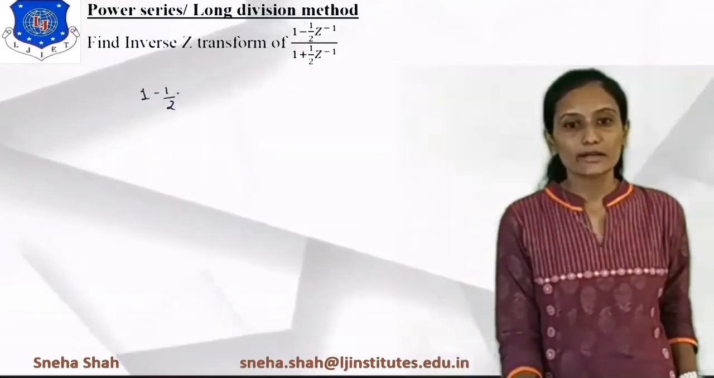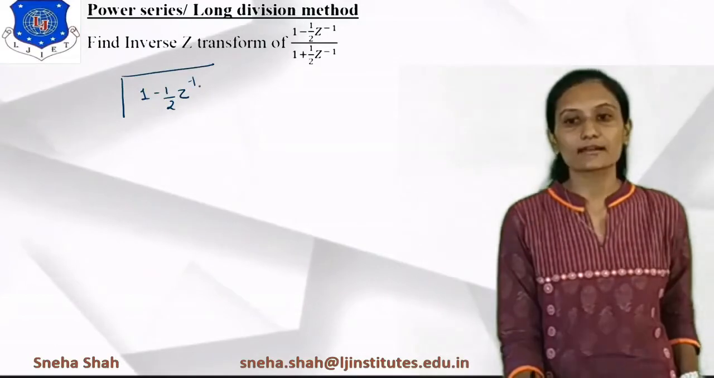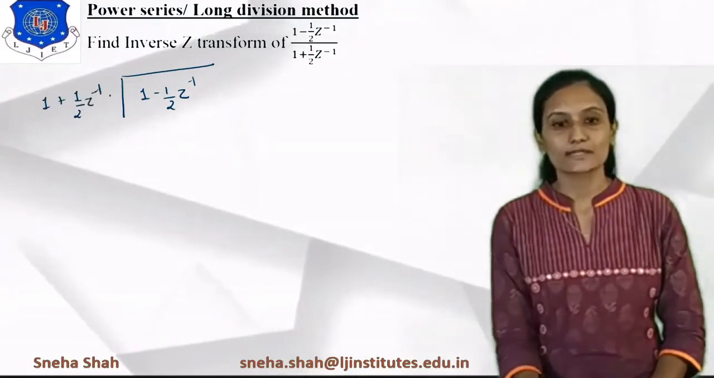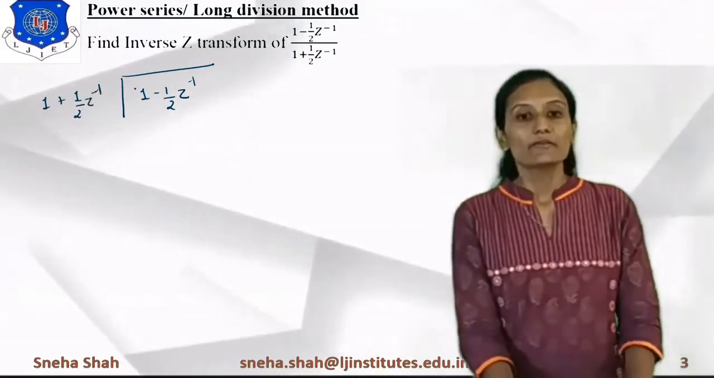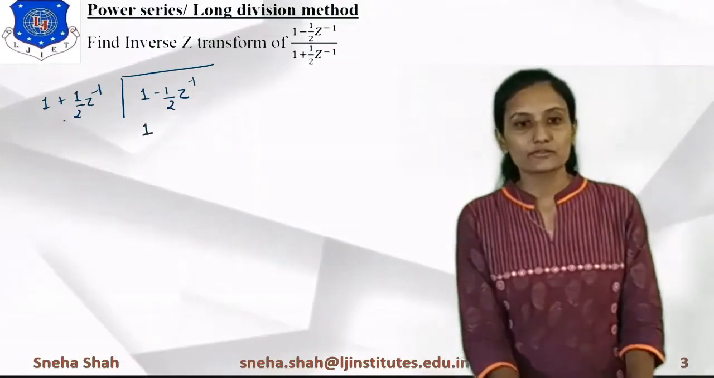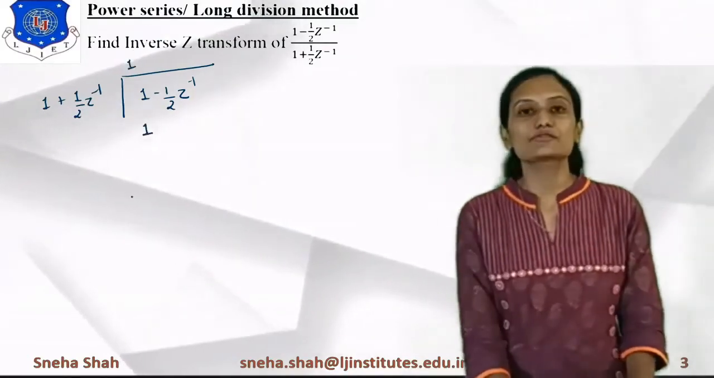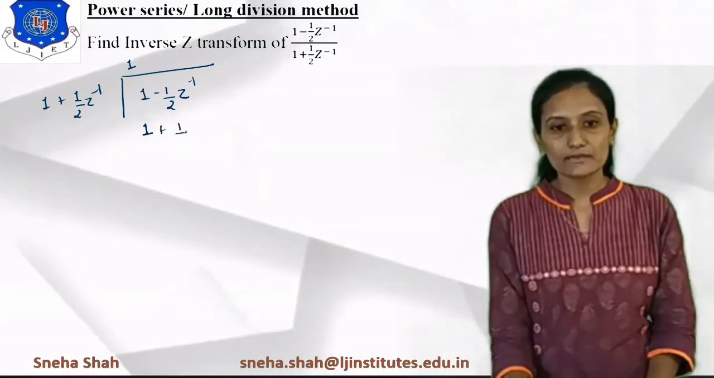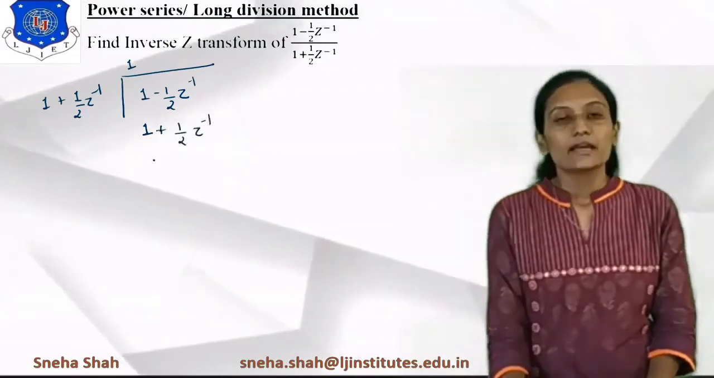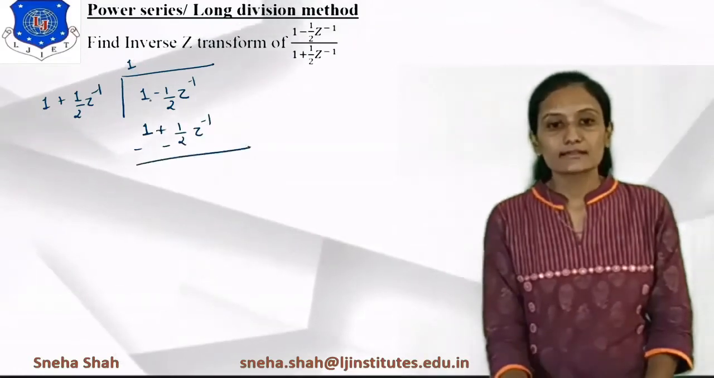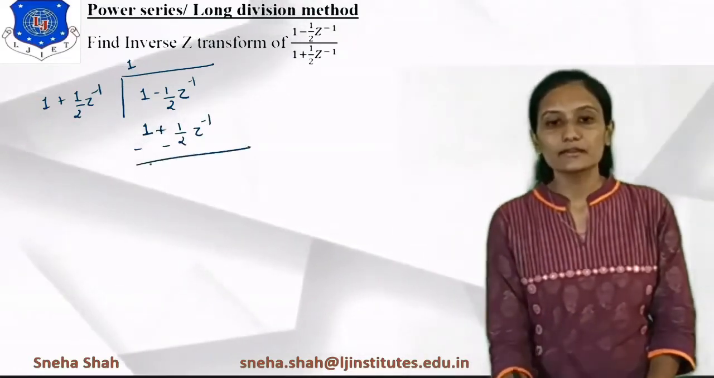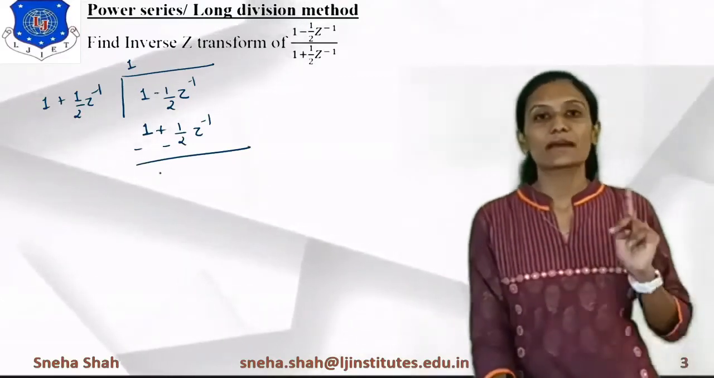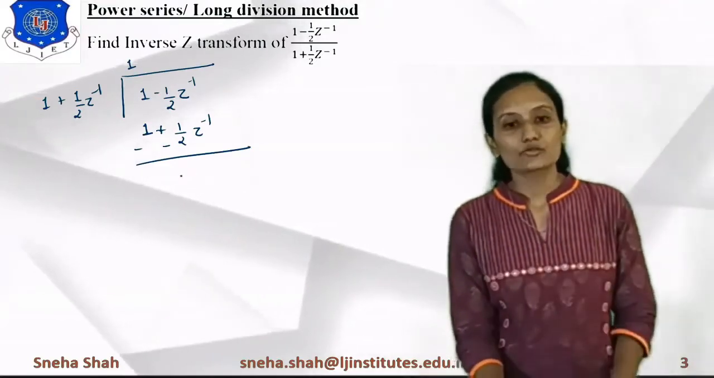1 minus 1/2 z^-1 means the numerator comes over here and the denominator comes over here, so 1 plus 1/2 z^-1. Now you can see that the first term is 1. We have to get it as 1, so 1 will multiply with 1, and it will give you the answer 1. And 1/2 z^-1 will multiply with 1, it will give you 1/2 z^-1. Now we subtract, so 1 minus 1 will cancel out, so it will be 0, and minus 1/2 z^-1 minus 1/2 z^-1 means 2 times minus 1/2 z^-1, so its value equals minus z^-1.